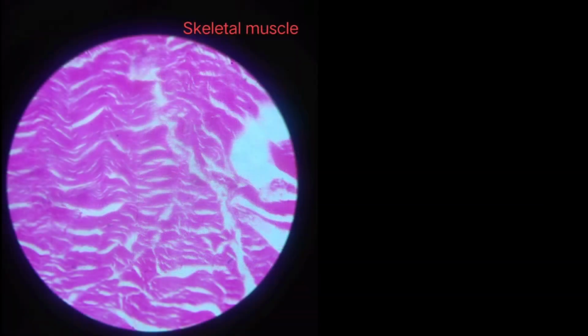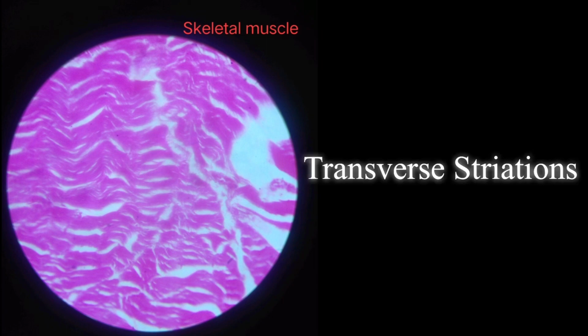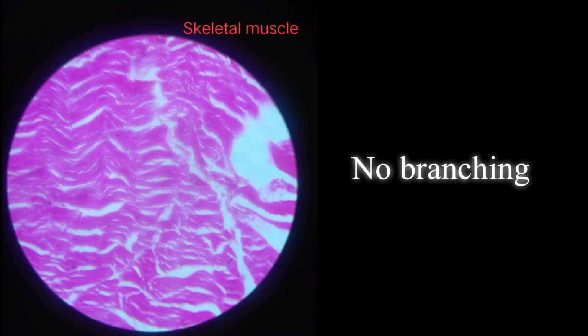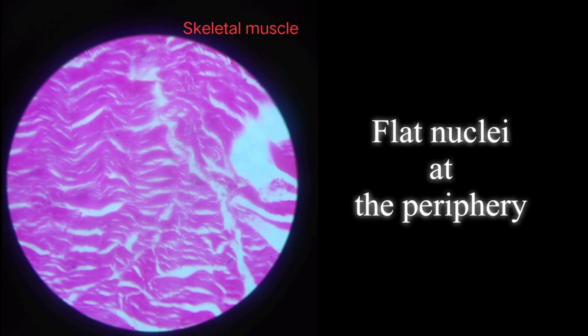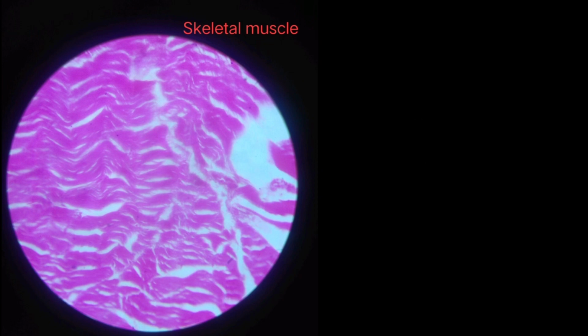Points of identification when seen under the microscope: in a longitudinal section through skeletal muscle, the fibers are easily distinguished as they show characteristic transverse striations. The fibers are long and parallel without branching, while in cardiac muscle, there was branching present. In skeletal muscle, many flat nuclei are placed at the periphery. The muscle fibers are separated from each other by some connective tissue.